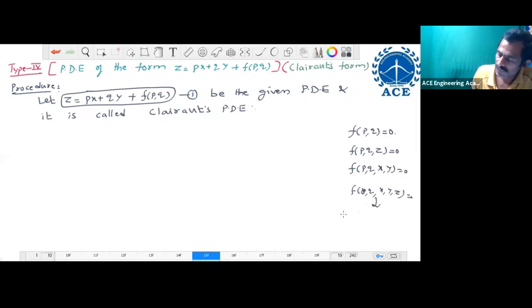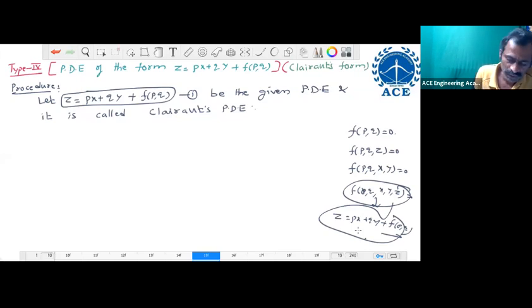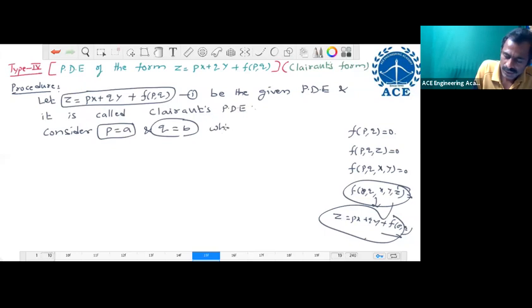But the differential equation should be in the form of z equal to px plus qy plus f of p and q only. The differential equation should be in the form like this. If it is like this, we write the solution directly within one step only. Consider small p equal to a and small q equal to b, where a and b are arbitrary constants.